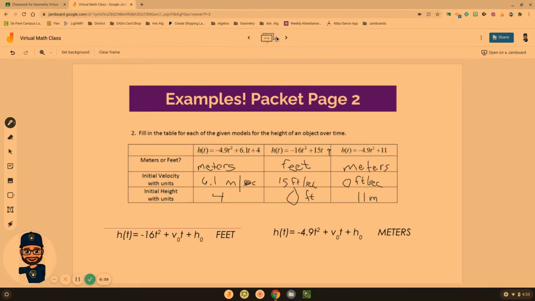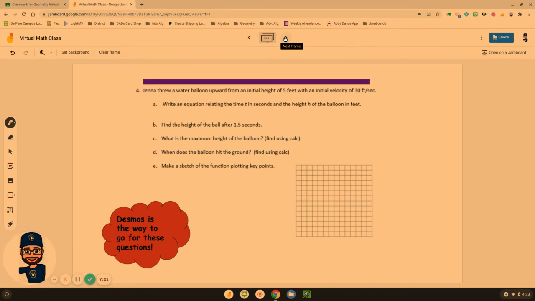Let's look at what this probably looks like more so in an example, though. So hopefully you've had water balloon fights before, but Jen is throwing a water balloon upward into the air from an initial height of 5 feet. So that's where she's releasing it out of her hand, at 5 feet with an initial velocity of 30 feet every second. That's pretty fast, right? It's traveling 30 feet in 1 second.